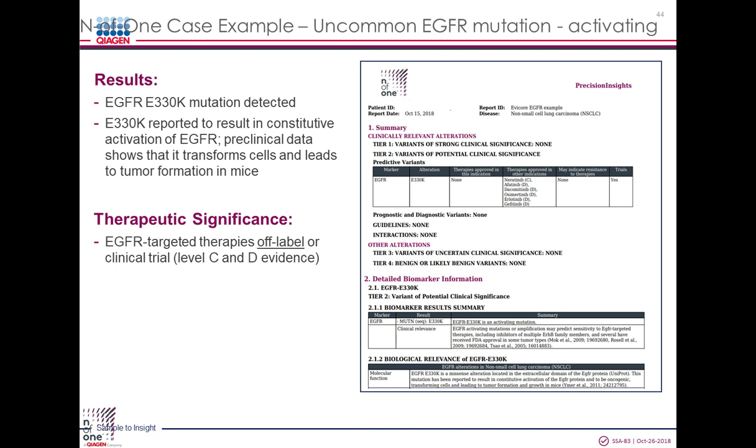However, not all EGFR mutations are the same. In the second case, we have a non-small cell lung cancer with an unusual E330K variant. So most physicians would never have seen a patient with this mutation. It's not on the label for EGFR targeted therapies. However, biochemical studies have shown that this is an activating mutation. And in this case, the variant is displayed in tier 2. The therapies have either level C or level D evidence, and they would be available either off-label or through a clinical trial.